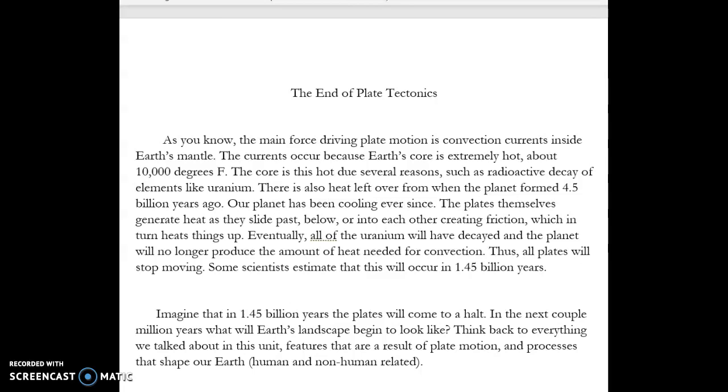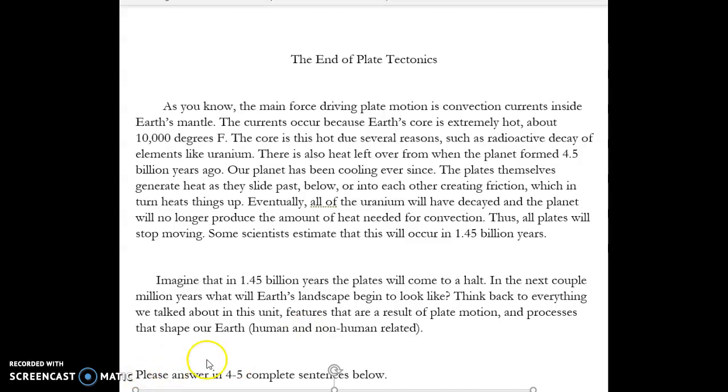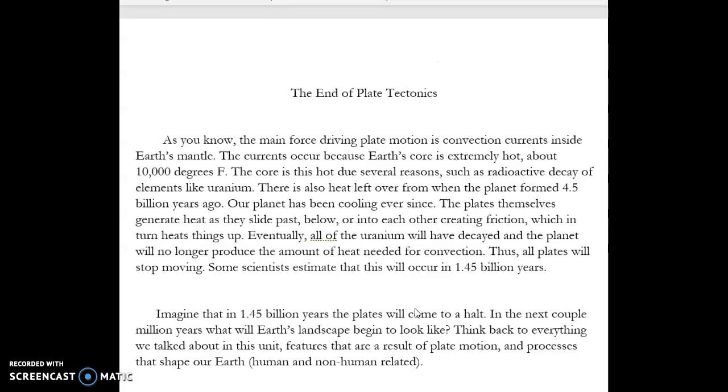So the reason why I'm making this video is to help you out with this essay question, which is part of the end of plate tectonics assignment. Really, the only thing you have to do is answer this question below about what the Earth would look like if the plates were to completely stop moving, which scientists estimate will happen. So this is the last lesson of the week. Once you finish this one, you are completely done. The order doesn't necessarily matter, but I just decided to put this one at the end.